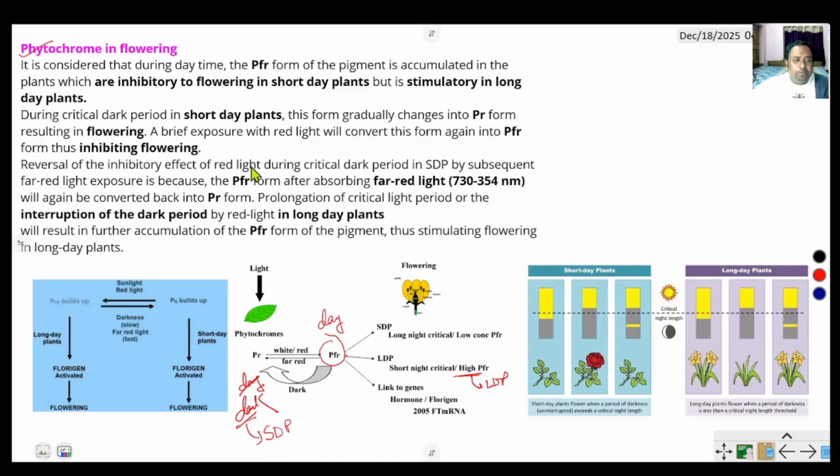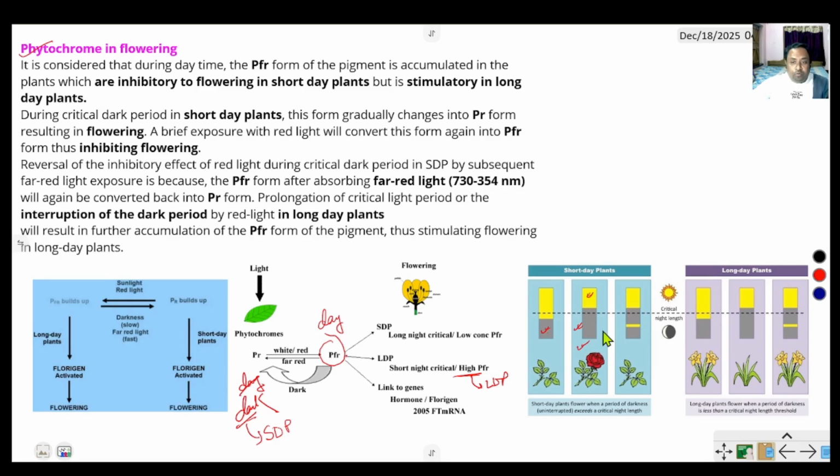Reversal of the inhibitory effect of red light during the critical period. So this is a short day plant. This is the dark period and this is the light period. When the dark period is less than the light period, no flowering occurs. But when the dark period is more than the light period, flowering occurs in short day plants.